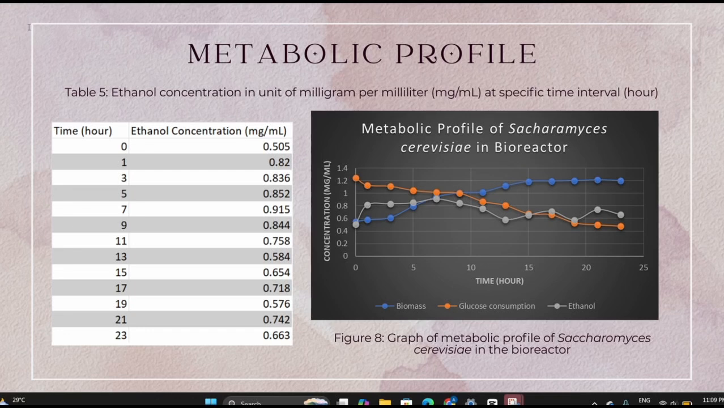However, the ethanol concentration previously calculated in units of percentage volume per volume now needs to be changed into milligram per mil, which is shown in table 5, ethanol concentration in unit of mg per mil at specific time interval in hour. That's all from me. Thank you, Doctor.